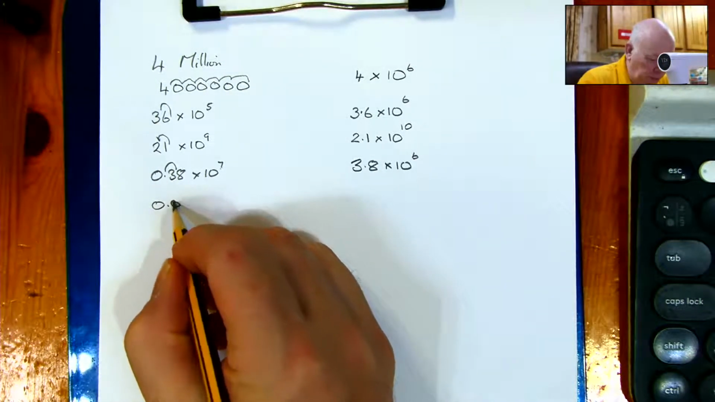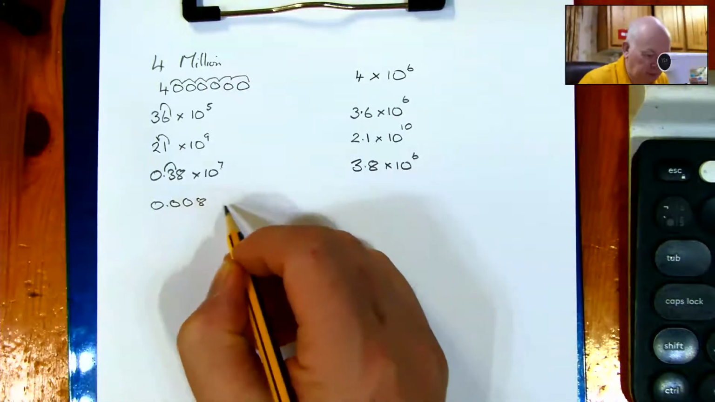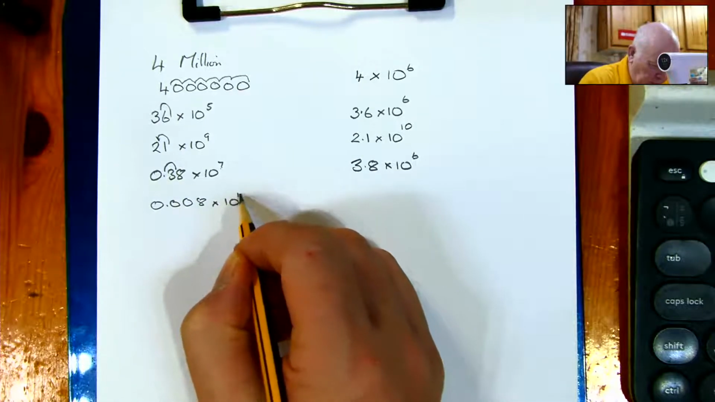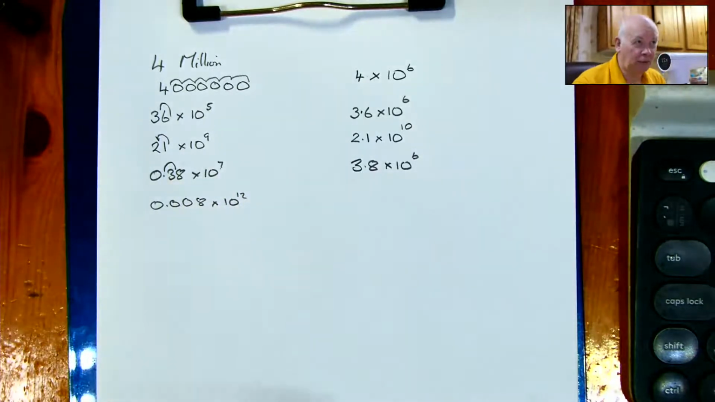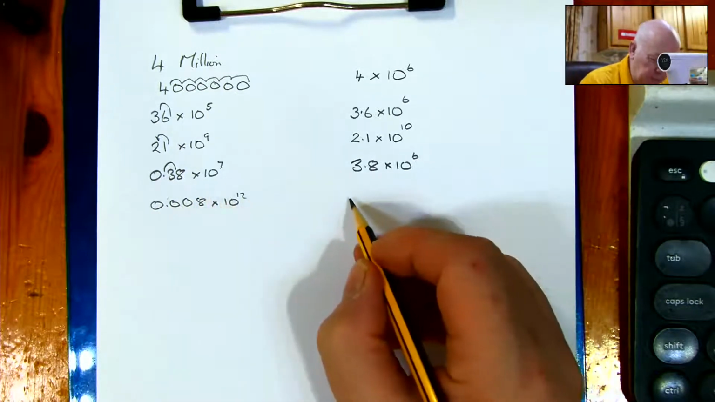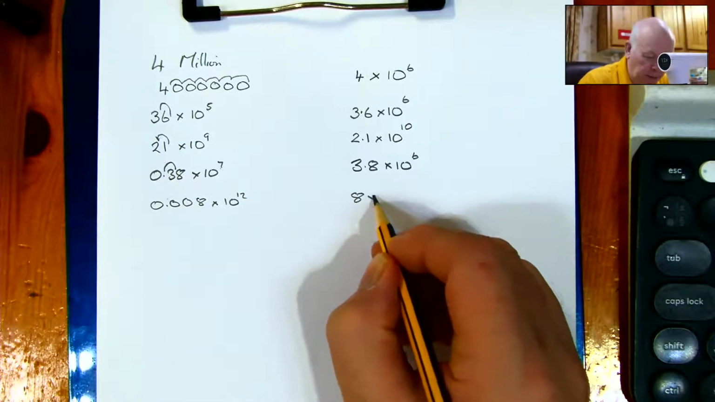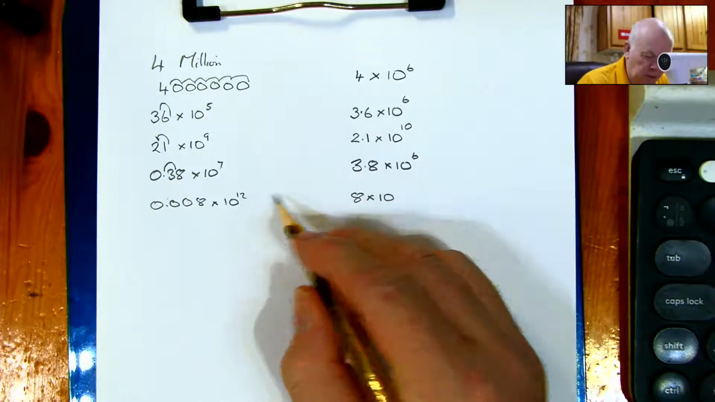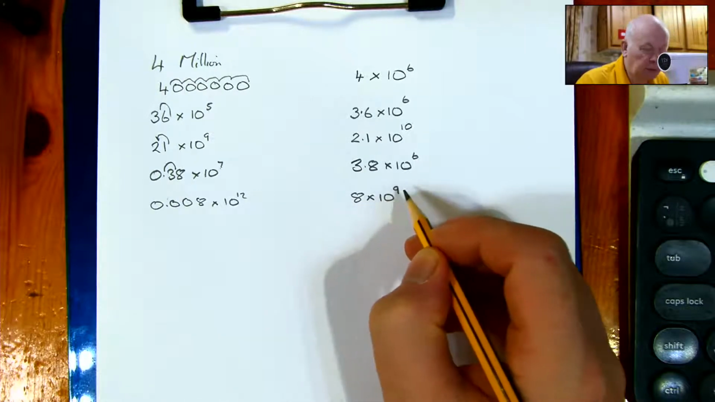Slightly worse example, 0.08 times 10 to the 12. Well, we're going to move the decimal point 1, 2, 3 places, so this is going to become 8 times 10 to the 12 minus 3, 9.